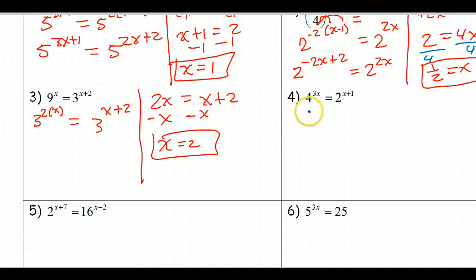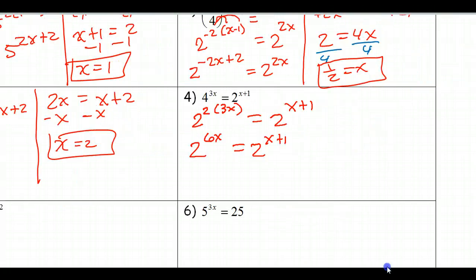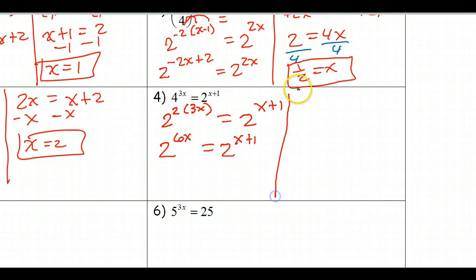So looking at number 4, I need these bases to be the same, so I will do this as 2 squared. And I've still got the 3x. And this one I already have the base 2 to the x plus 1 power. Since the bases are the same, well, I guess I could do this. This is 2 to the 6x equals 2 to the x plus 1. Since the bases are the same, the exponents have to be the same. So 6x should equal x plus 1.